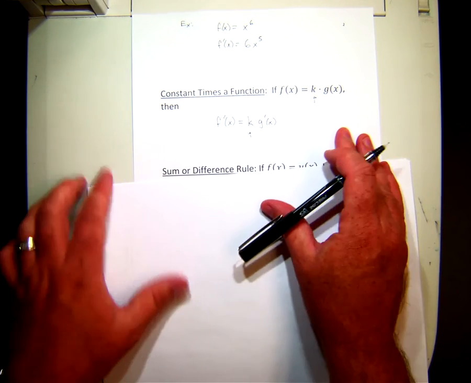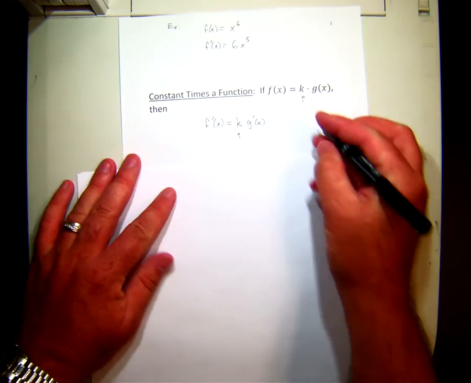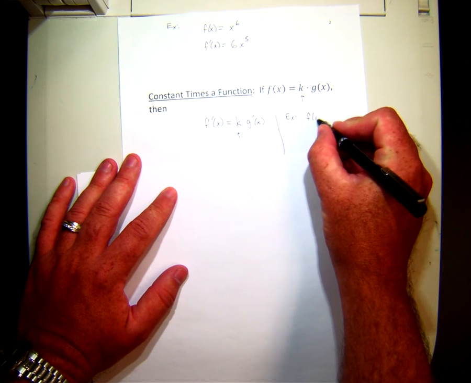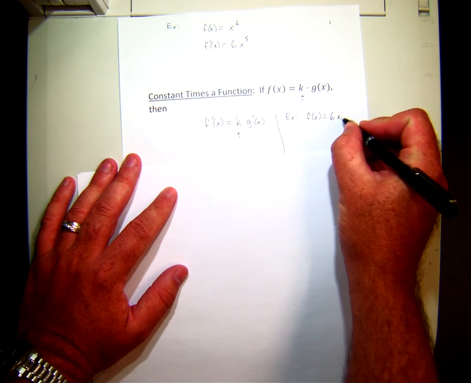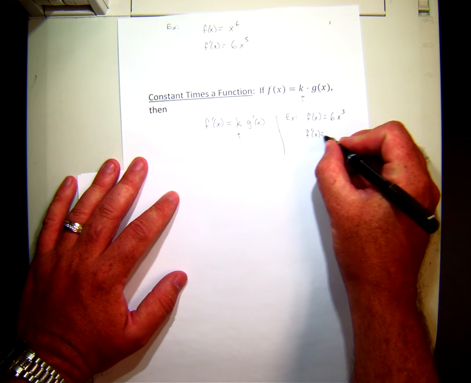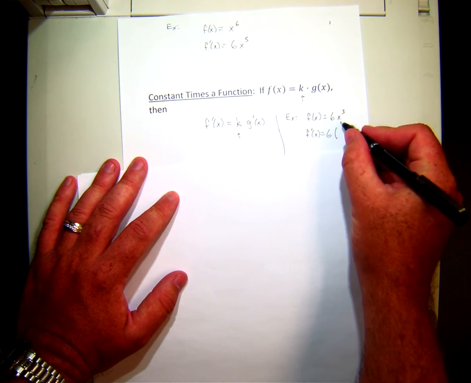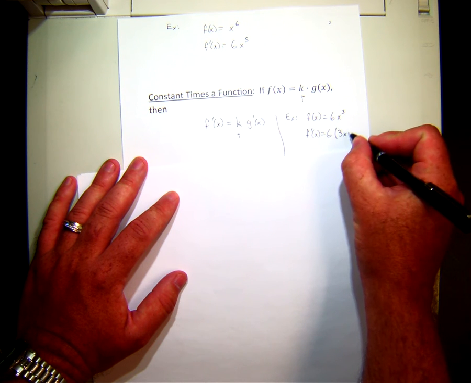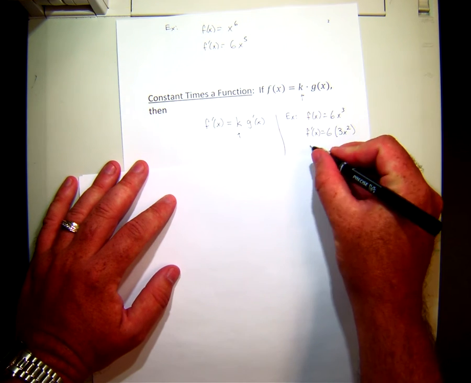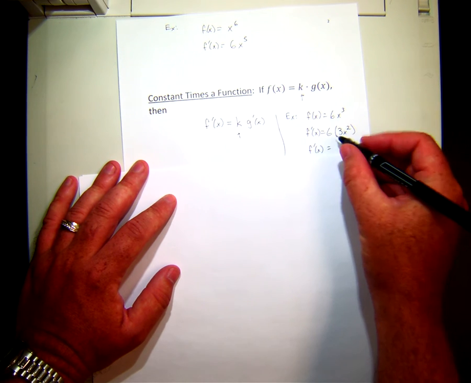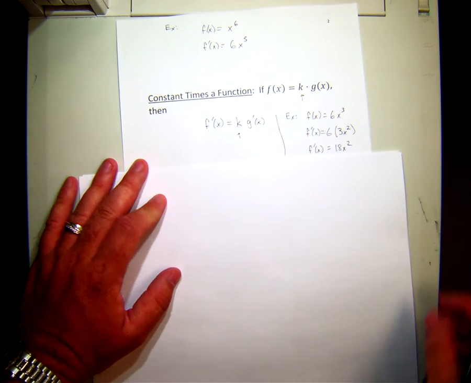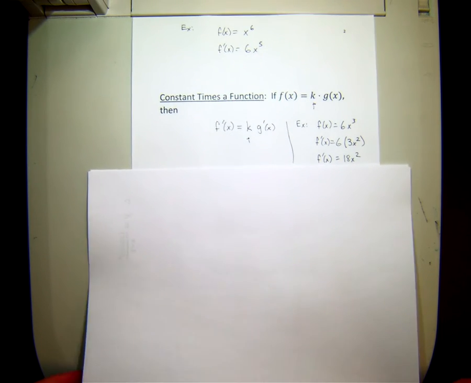Here's an example. F of x equals 6x to the 3rd. The derivative is 6 times the derivative of x cubed, which is 3x squared. There's the power rule. Now we can simplify this by multiplying the 6 and the 3 and get 18x squared.